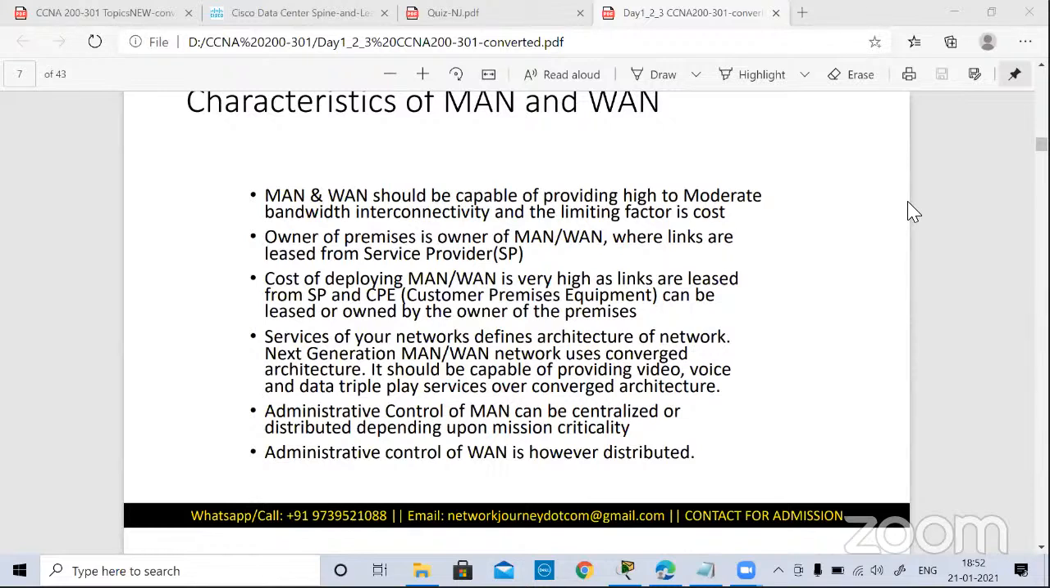Just for an example, if something happens in your bank, or there is some service which is not available, whom do you approach? Do you directly go to the headquarters of the bank, or do you approach somebody who can give you the solution for that? So accordingly, a distributed approach is followed over a WAN, and in a MAN it can be distributed or centralized based on the mission criticality, that is, what kind of services are running.